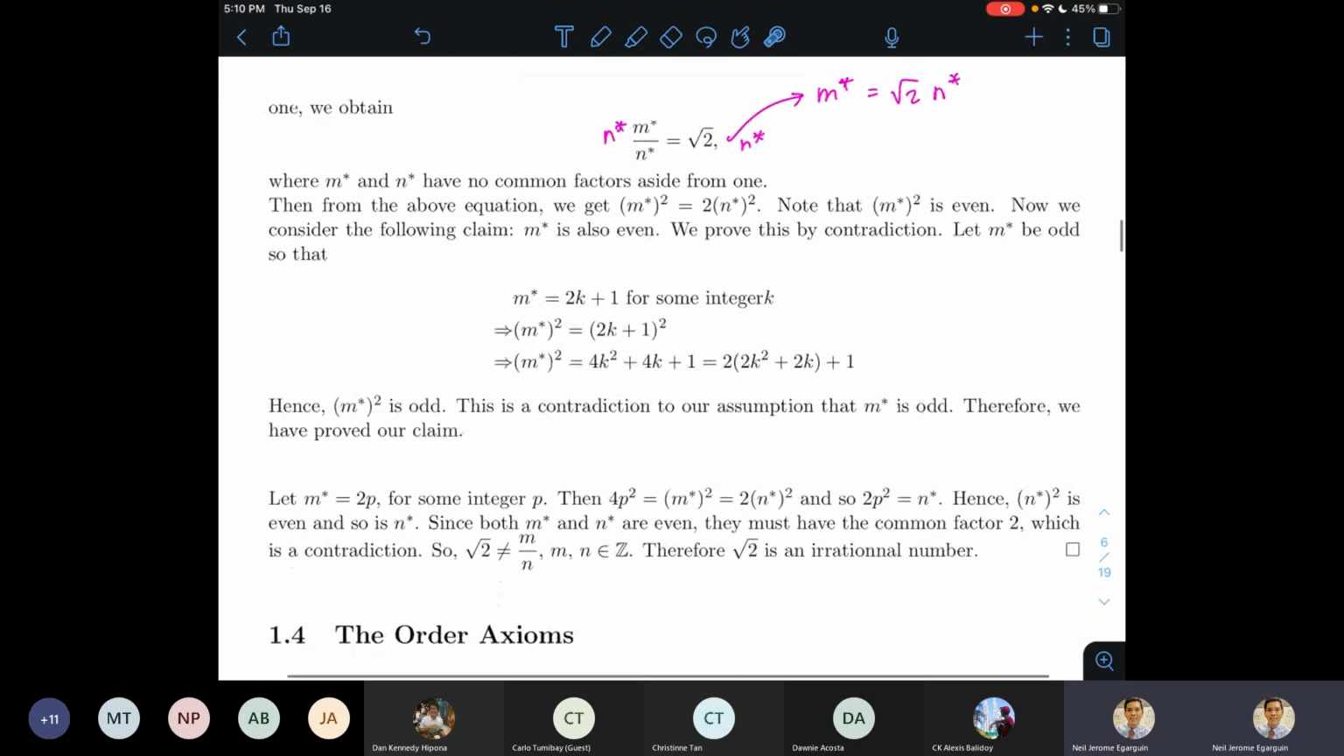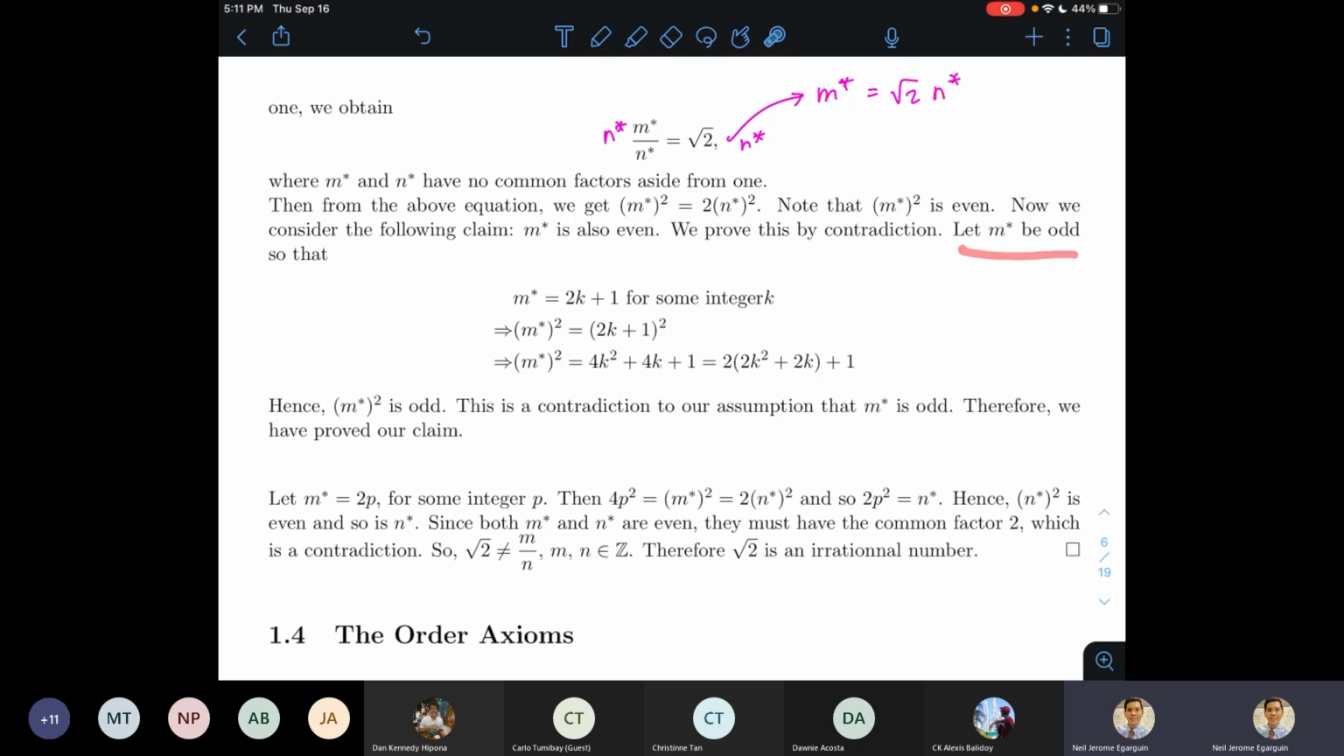And now, I see that m star squared is even. Tapos, i-claim ko, si m star dapat even din. But I need to prove that. Okay? So I have another proof within the proof. I want to prove that m star is also even. And I will do that again by contradiction, by saying, kunwari, si m star ay hindi even.